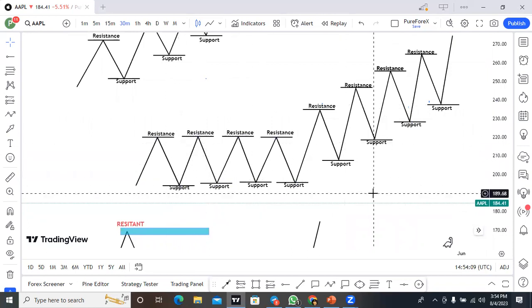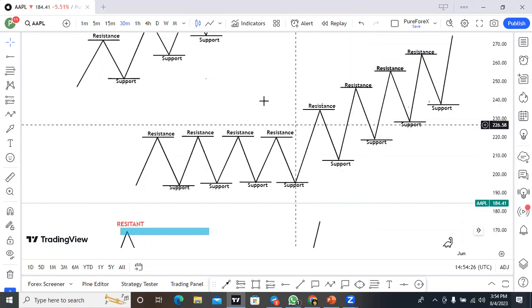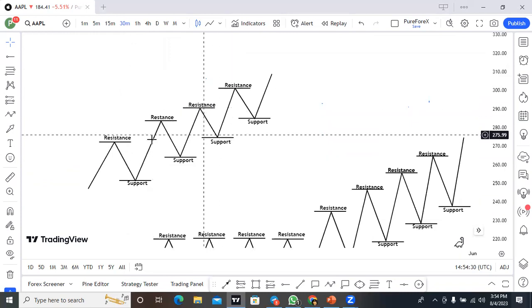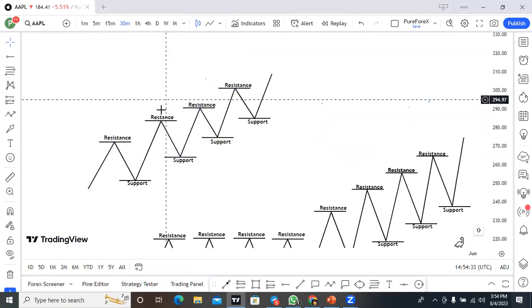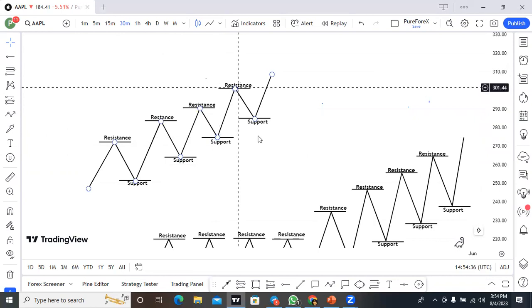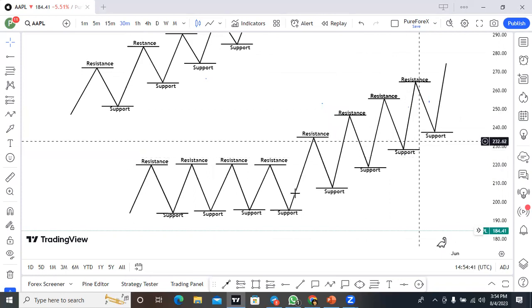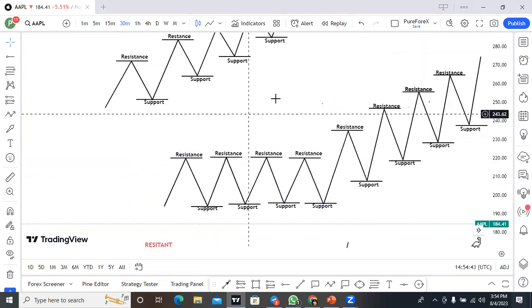You can find diagonal support and resistance in a trending market, either in an uptrend or in a downtrend. And you can find horizontal support and resistance in a consolidation market, right? So this is diagonal support and resistance: resistance, support, resistance, support. And here again is an example of diagonal support and resistance, and this is an example of horizontal support and resistance.